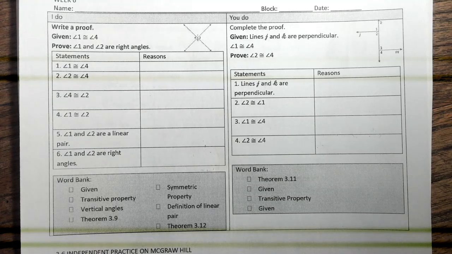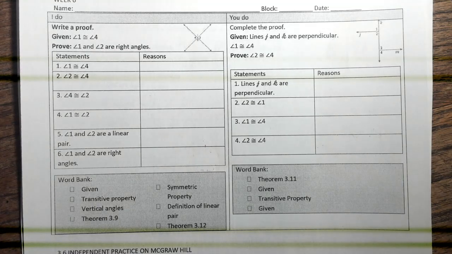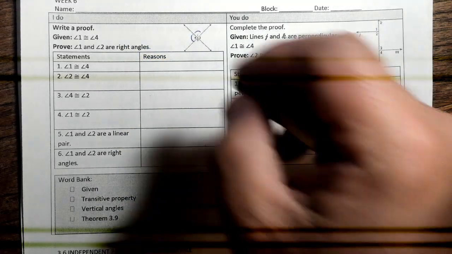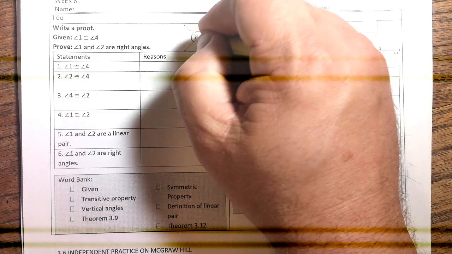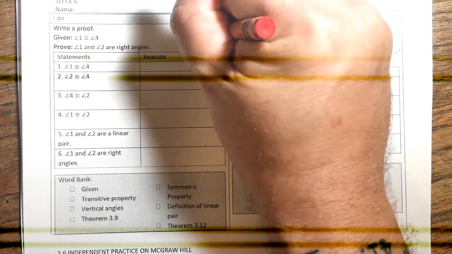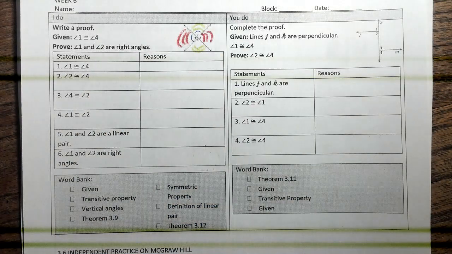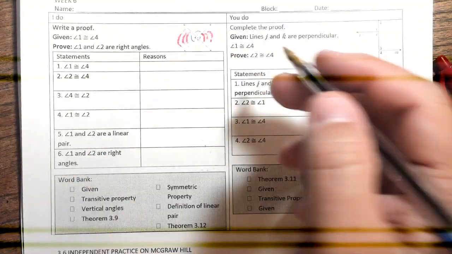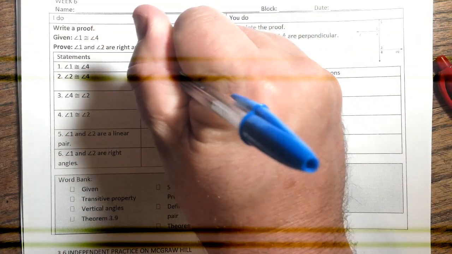Top of the page there we have an I do and a you do. The I do's on the left, so let's look at it first. Write a proof. Look again, we have more vertical angles. The given is that 1 and 4 are congruent. So this looks very similar to what we just had. Well, we can see that 1 and 3 are congruent because they're vertical angles that way. And 2 and 4 are congruent because they're vertical angles in that direction. And that's going to halfway answer our proof here. But 1 and 4 was our given.